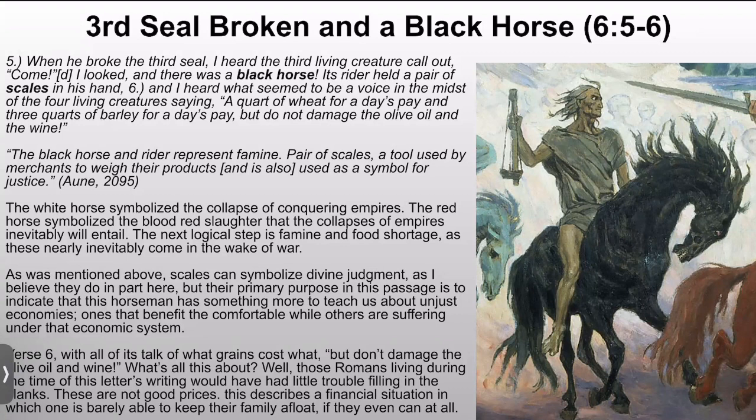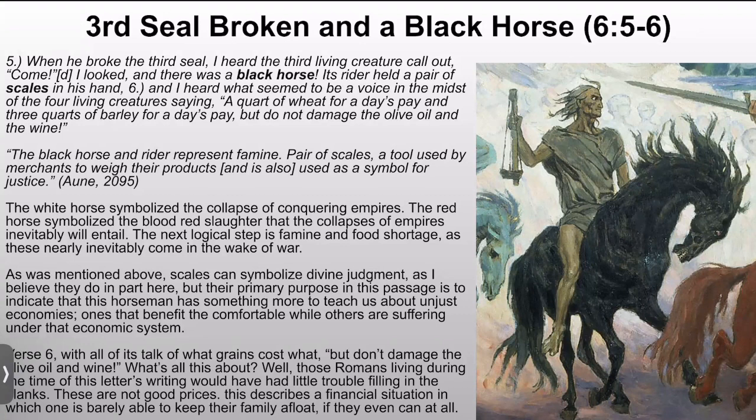In my HarperCollins Bible commentary, biblical commentator Dr. Oon, I think that's how you may say that name, I am not sure, writes, the black horse and rider represent famine. A pair of scales, a tool used by merchants to weigh their products, is also used as a symbol for justice. So here is a horse that is bringing justice, specifically justice as it relates to the economics around what is necessary for life.